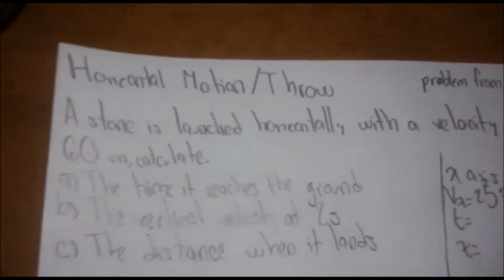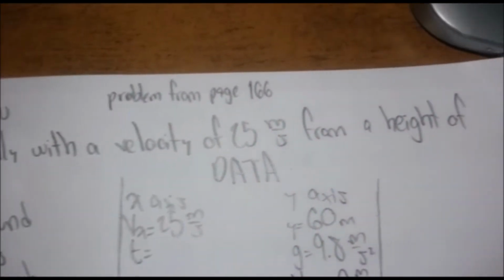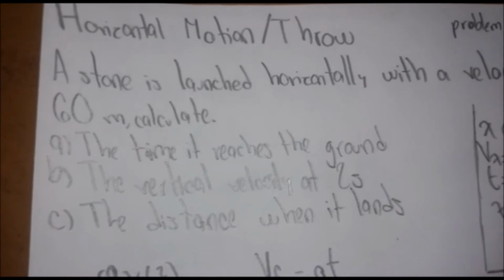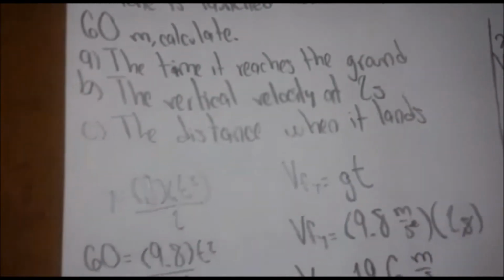Hi, my name is Kevin and I'm going to talk about horizontal motion and parabolic motion from stage 4. So the first problem is about horizontal motion, and it tells us that a stone is launched horizontally with a velocity of 25 meters per second from a height of 60 meters, and it wants us to calculate the time when it reaches the ground, the vertical velocity at 2 seconds, and the distance when it lands.